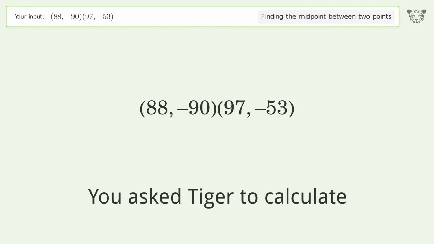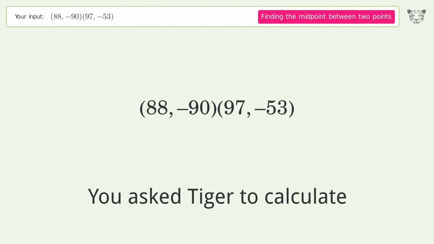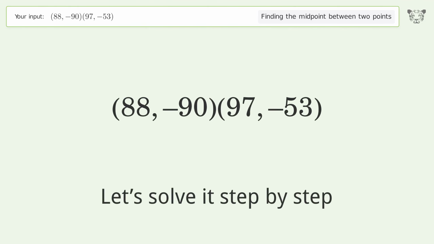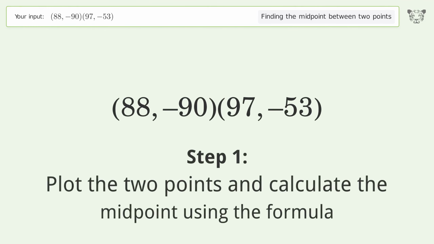You ask Tiger to calculate. This deals with finding the midpoint between two points. The midpoint between the two points is 92.5, negative 71.5. Let's solve it step by step. Plot the two points and calculate the midpoint using the formula.